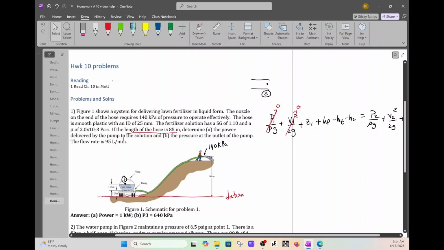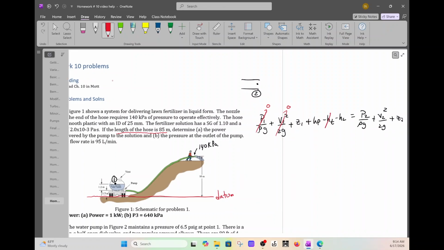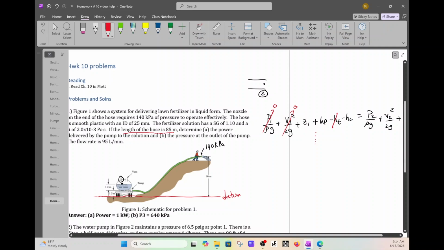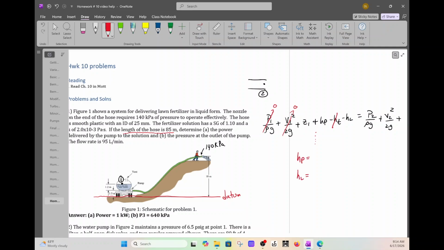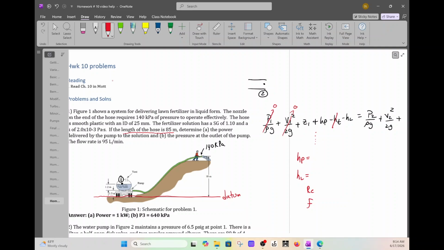Is there anything else? Yeah, there's no turbine. So you can break it down, solve for HP, find HL, right? You're going to need Reynolds number, you're going to need f, and then finally you're going to figure out all of these to then go back and solve for HP.